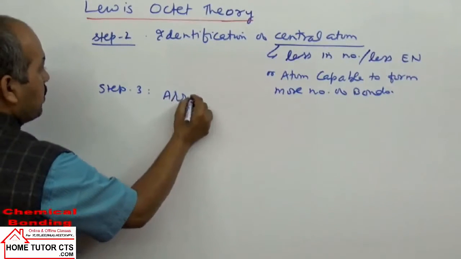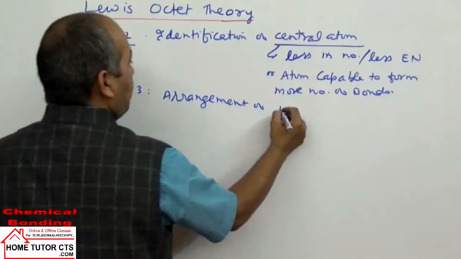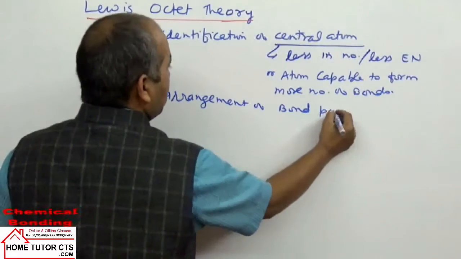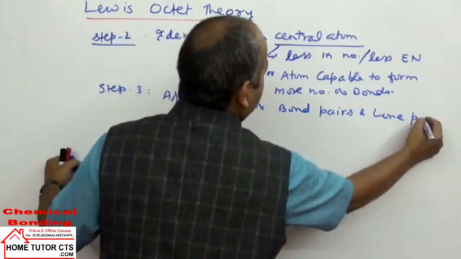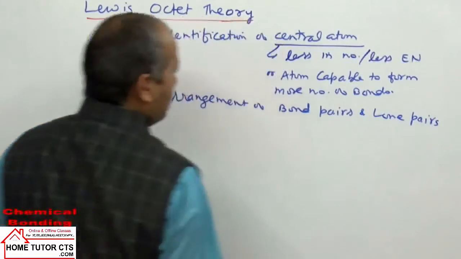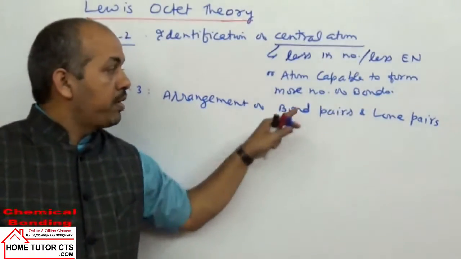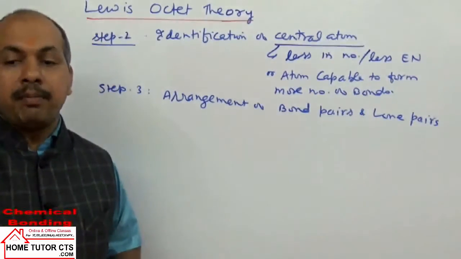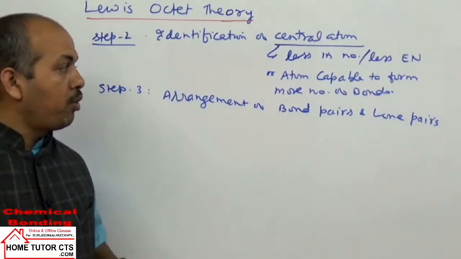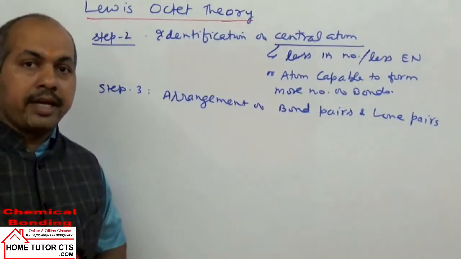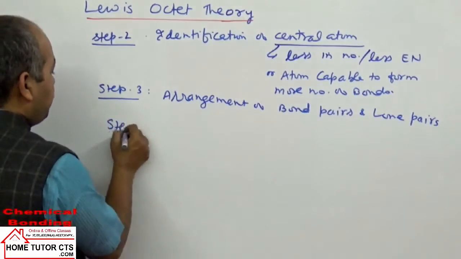After selection of the central atom, we take step 3, arrangement of bond pairs and lone pairs. Around the central atom and other atoms, we place lone pairs and bond pairs so that the atoms can have a complete octet. Then you can take step 4.